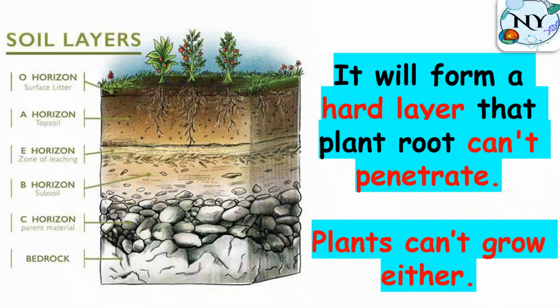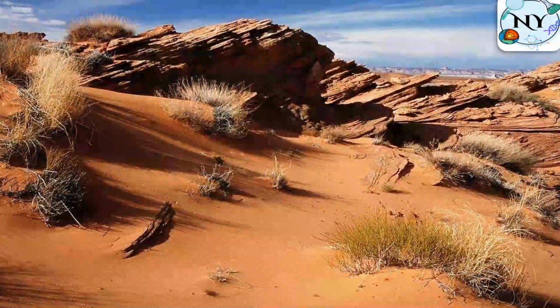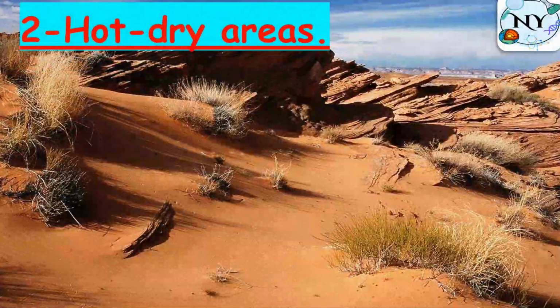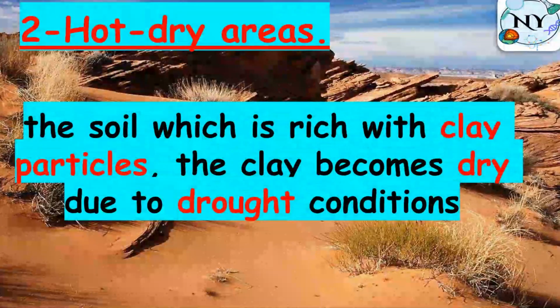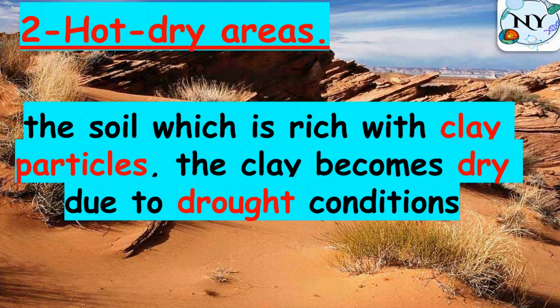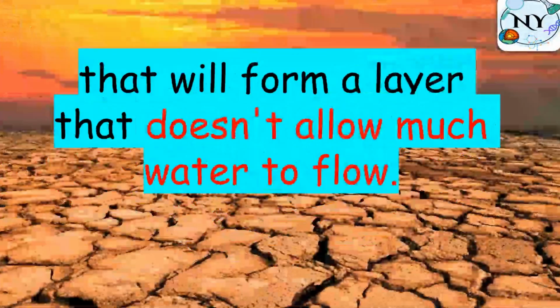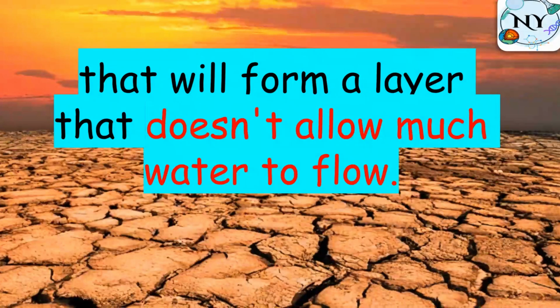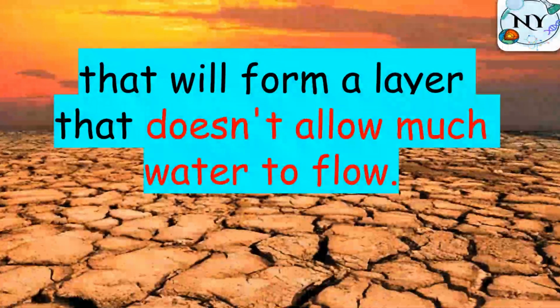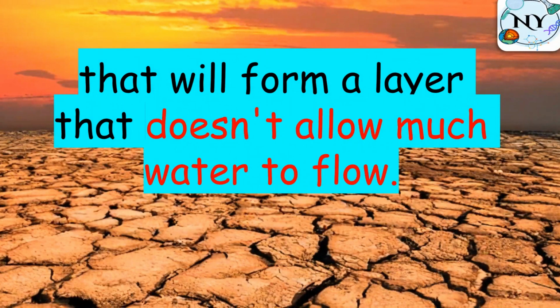Okay. All right, what about this soil or this area? Of course, it's not a humid area, it's a dry area. So in case of hot, dry areas, the evaporation process is more than precipitation. So the soil which is rich with clay particles, the clay becomes dry due to drought conditions. All right. So that will form a layer that doesn't allow much water to flow. So the clay soil in case of hot, dry areas will be dry, and it will form a layer that doesn't allow much water to flow.